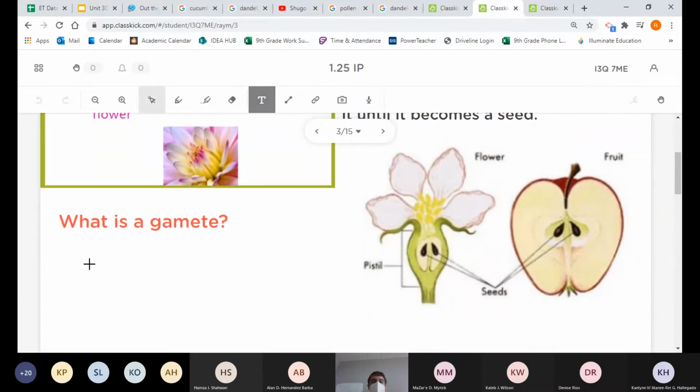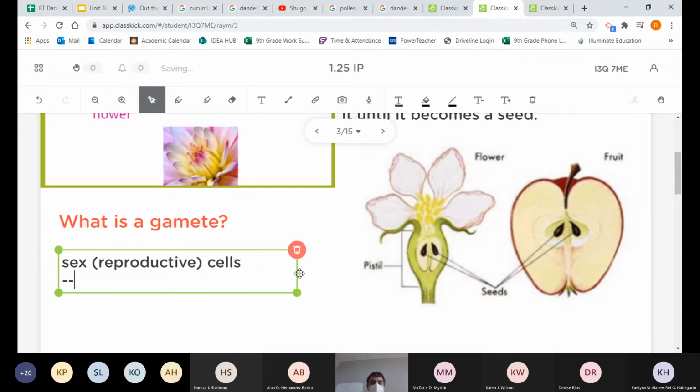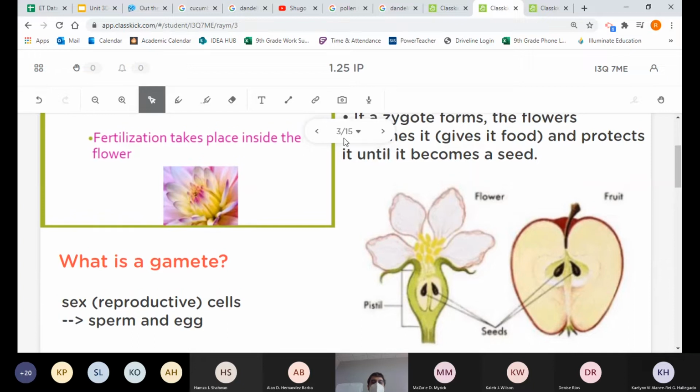So a quick review, what is a gamete? Gametes are going to be sex cells. We also call them reproductive cells. Specifically, it's going to be like the sperm and the egg. Those are the gametes. So when it's talking about a zygote or fertilization, all that stuff, we're talking about the gametes specifically.